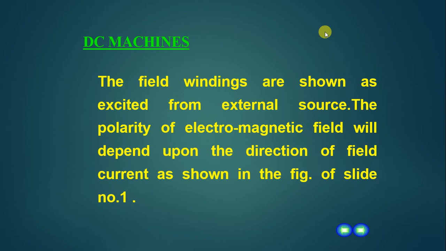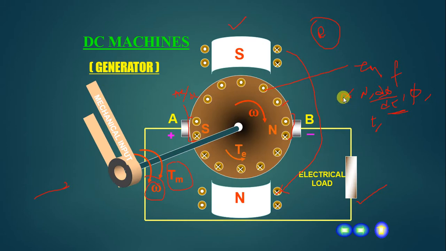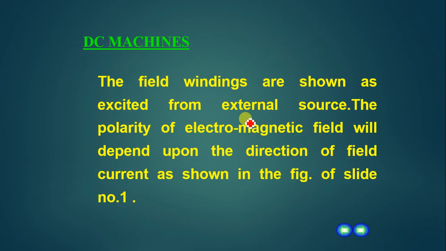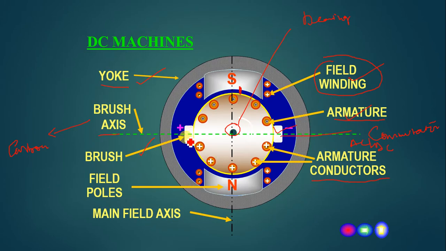So field windings are excited in DC machines. Field windings are excited from an external source. The polarity of the magnetic field will depend upon the direction of the field current, as already shown. If you are rotating clockwise, you have positives and negatives of the brushes here. If you are rotating the other side, you have positives and negatives on the counterpart.